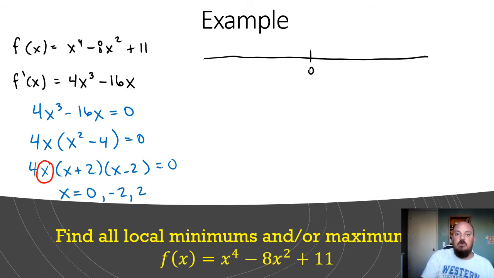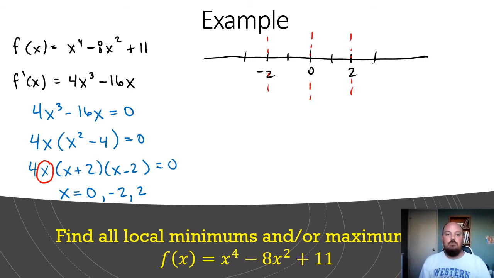I'm going to put 0 right in the middle. Here's positive 2. Here's negative 2. And the reason I marked those numbers, those are our critical values. Those create our intervals. So what I have to do for each interval, I have to go back here to this function, f prime of x, pick a number and plug it in.